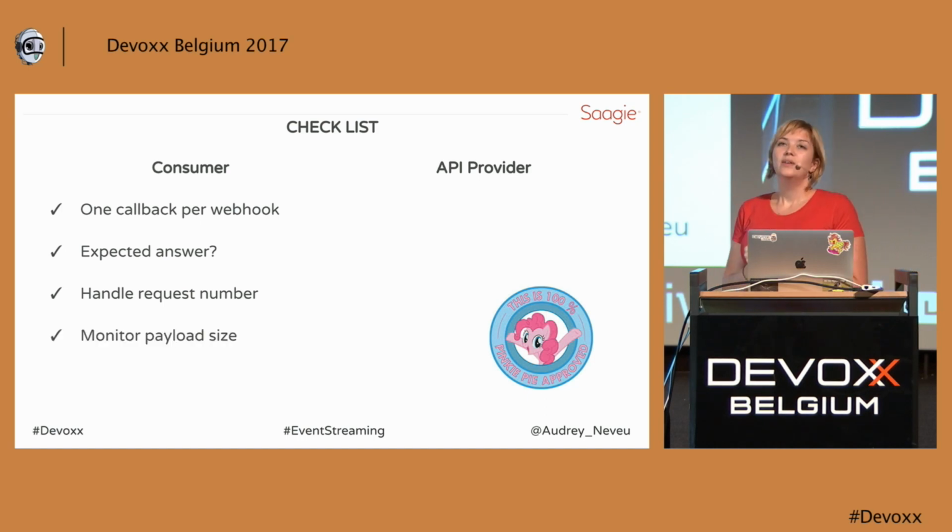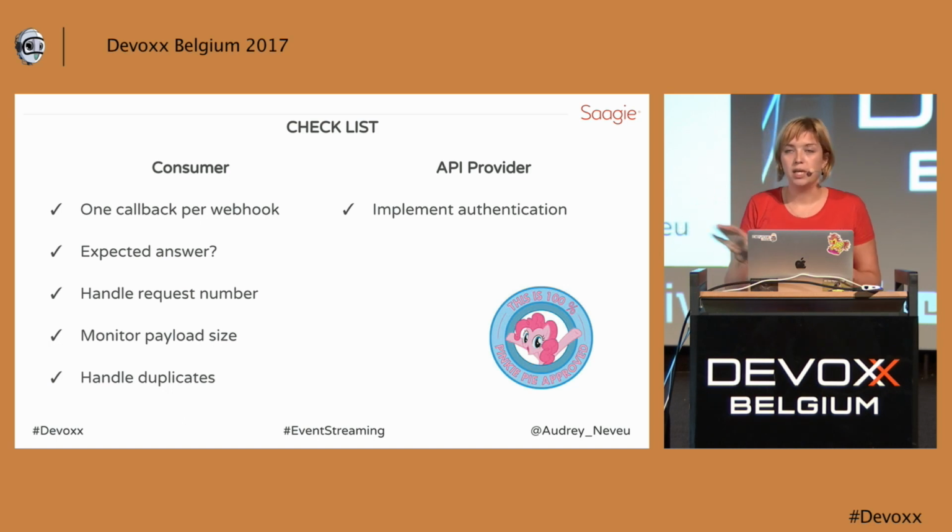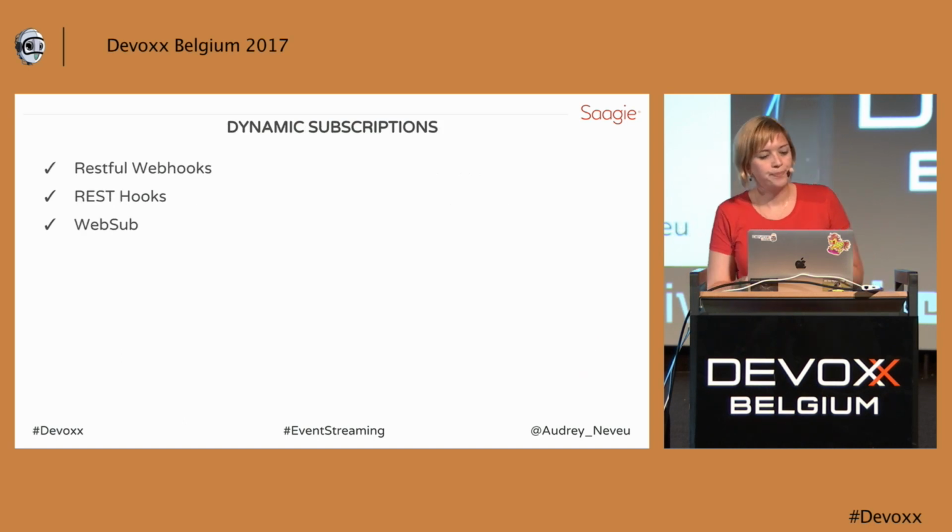Monitor your payload size. I know this one can sound a little bit odd, but GitHub, for example, keeps the payload limit at 5 meg, and so if the event they have to send you is more than 5 meg, it will just not be sent. And be sure that you can handle duplicates, of course. And as an API provider, okay, it's not mandatory, but definitely implement some kind of authentication like GitHub is doing. It will make the world a better place for everyone.